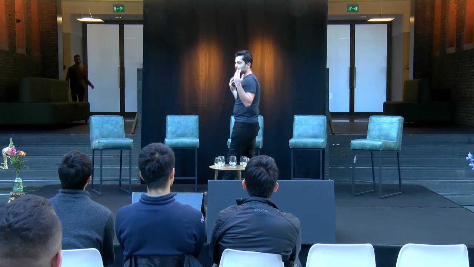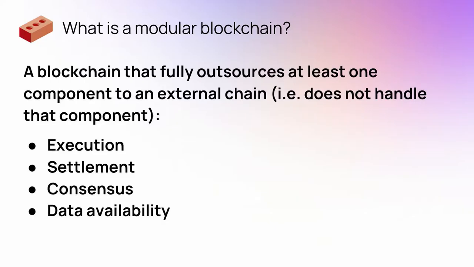Now, having listed all of the main components of a modular blockchain stack, how do we define what a modular blockchain is? So I define a modular blockchain as a blockchain that outsources fully at least one of the four components. It does not handle that component.